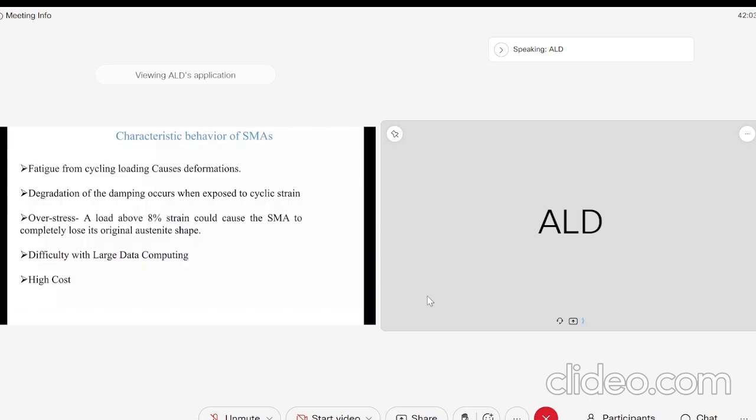Then coming to the characteristic behavior of SMA. First, fatigue from cyclic loading causes deformations. That is one good characteristic of SMAs. Then degradation: damping occurs when it is exposed to cyclic strain. Then overstress: load above 8% strain could cause the SMA to completely lose its austenite phase or austenite shape. Then difficulty of large data computing, that is the main thing. With SMA data, the computation is very complex. Then high cost: we are using nickel titanium material, that's why it is a high cost material.